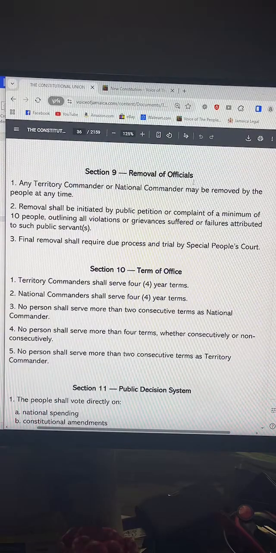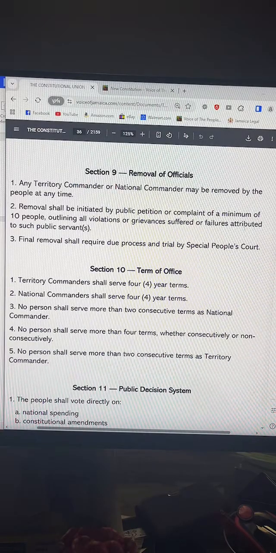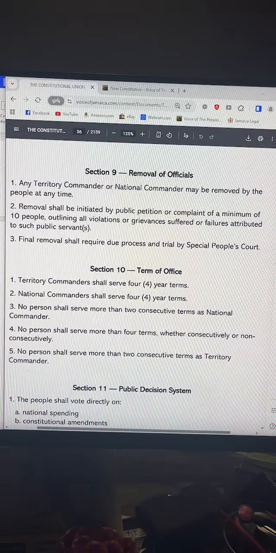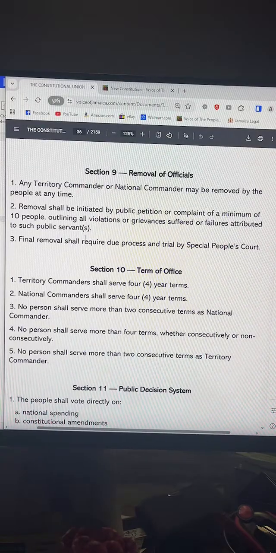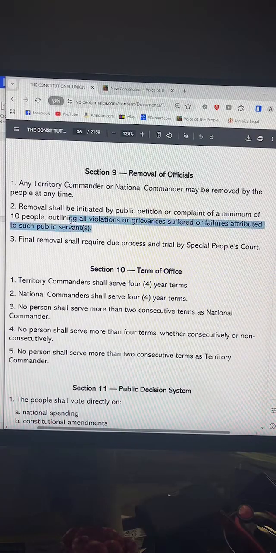Section 9, removal of officials. Any territory commander or national commander may be removed by the people at any time. Removal shall be initiated by public petition or complaint of a minimum of 10 people, outlining all violations or grievances suffered or failures attributed to such public servant. Now again, the people are not just going to come out and say, we want to vote him out. It has to be based on evidence. The law applies to everyone equally.